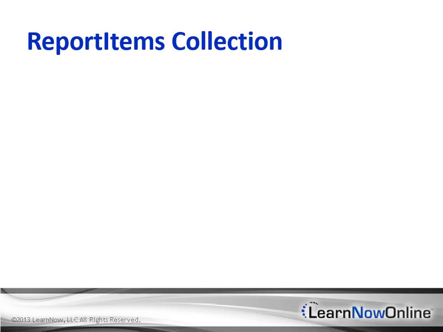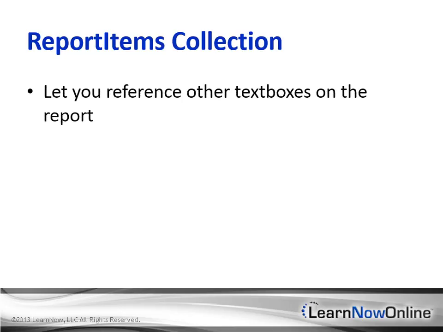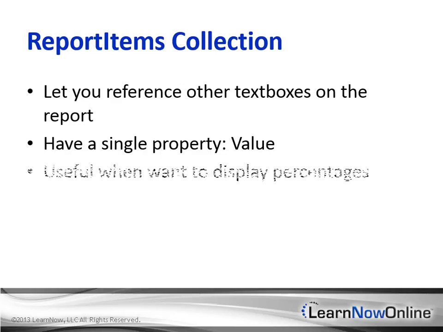All right, next collection is the report items collection. This collection lets you reference other text boxes on the report. So items within the collection have just a single property called value. The report items collection is useful for referring to one text box on the report from another. And in particular, this ability is especially useful when you want to perform a calculation to display percentages.